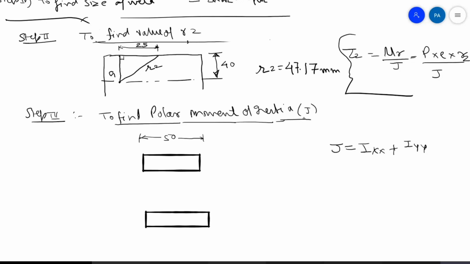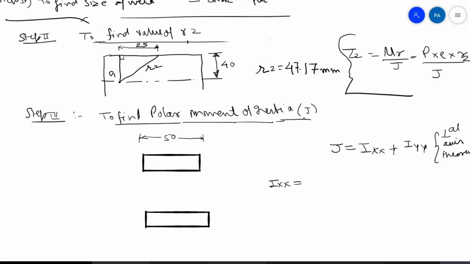This is which theorem? Can anyone tell me? Perpendicular axis theorem. So in order to find J, we need to first find Ixx and then Iyy, and then we can find the value of J. Now how do we find Ixx? So here, Ixx. What is Ixx? Ixx is the moment of inertia of this weld.